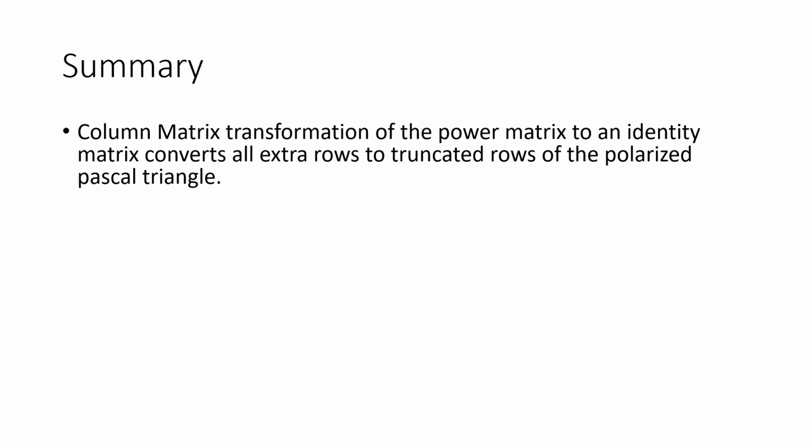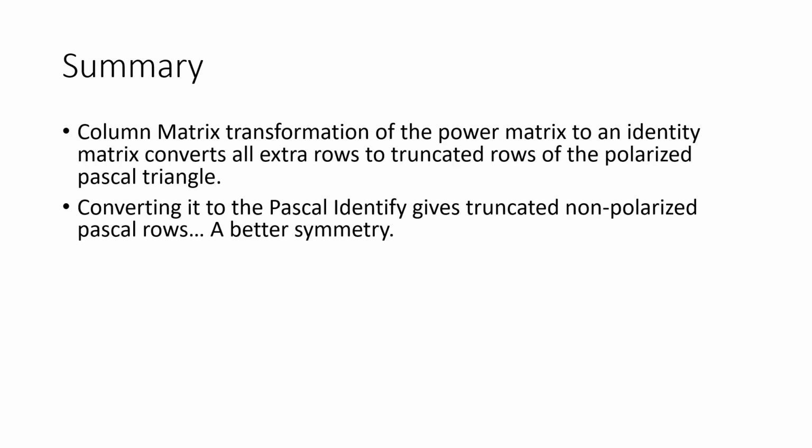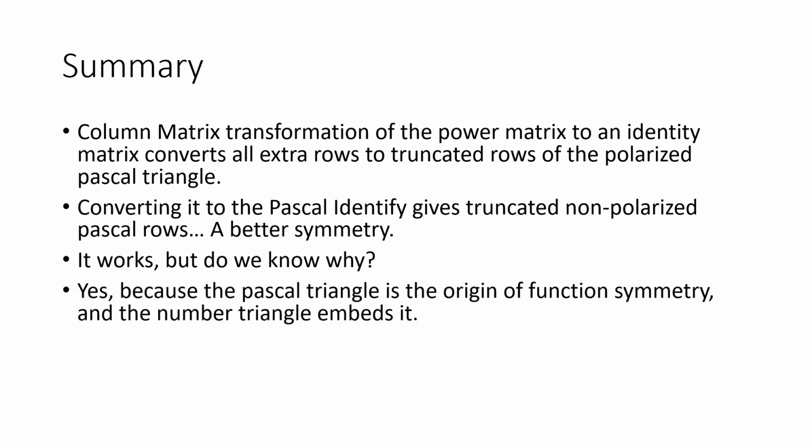Summary. Column matrix transformations of the power matrix to an identity matrix converts all the extra rows to truncated rows of the polarized Pascal triangle. Converting it to the Pascal identity gives us truncated non-polarized Pascal triangle rows, a better symmetry. It works, but do we know why? Yes, because the Pascal triangle is the origin of function symmetry, and the number triangle embeds it.